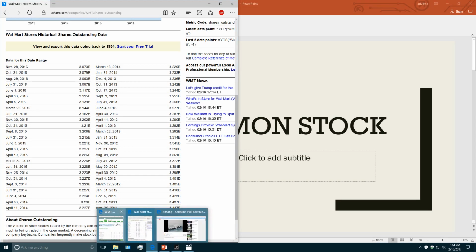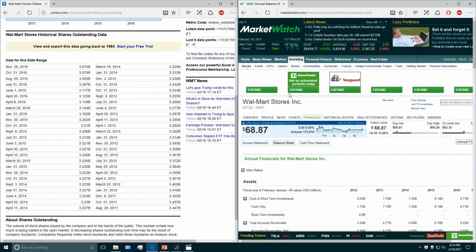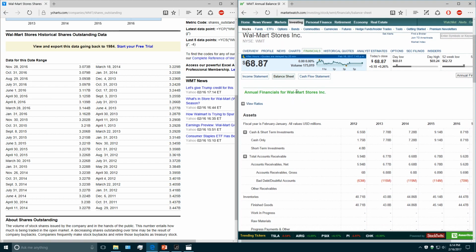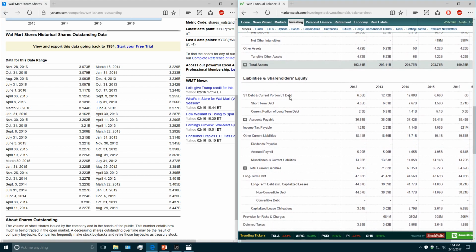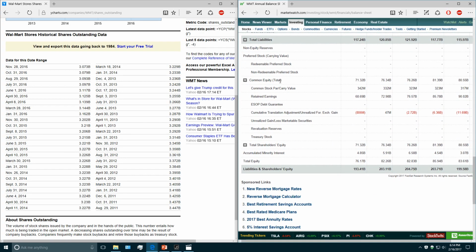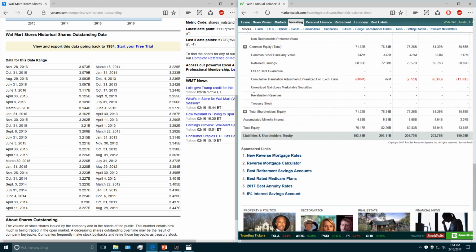I prepared it here. So I'm looking at Walmart here. You can just go to Google and click Walmart balance sheets. You go down, you go to the common equity, and you go to all of these. I'm going to teach in no time. You'll be able to read the balance sheet like nothing.